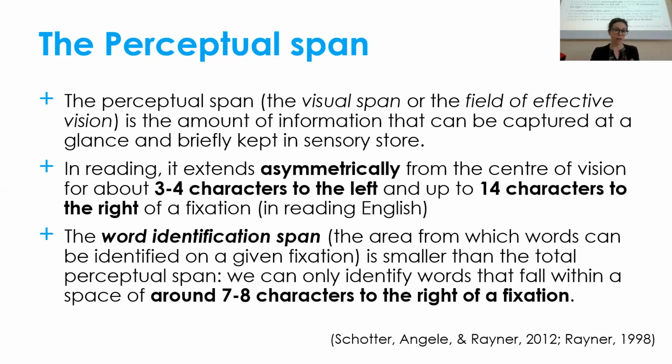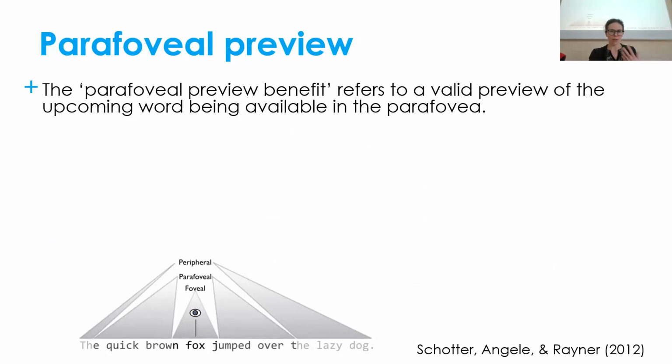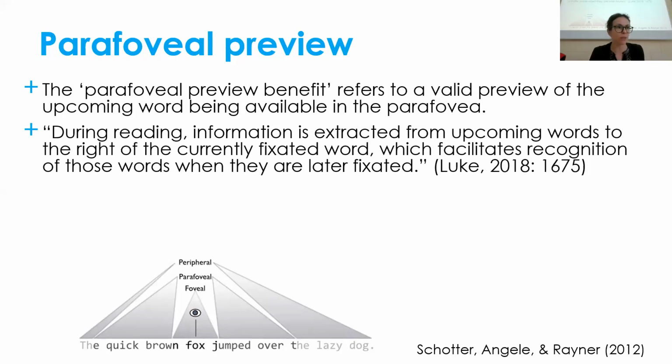This is very relevant when we talk about parafoveal preview. This is nothing but having a valid preview of the upcoming word available in the parafovea. This is very important because when we read, we do extract information about these upcoming words, even if we're not directly fixating on them. So for example, in the image that you see here, fox is the point of central vision, where the fixation is, what we're focusing on. However, we can still perceive a little bit of the word brown and a little bit of the word jumped. And this facilitates recognition later.